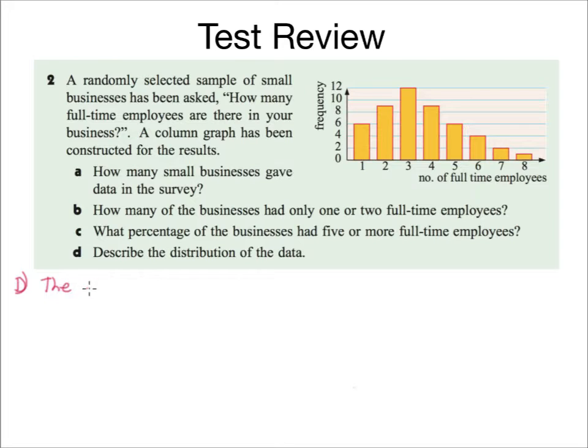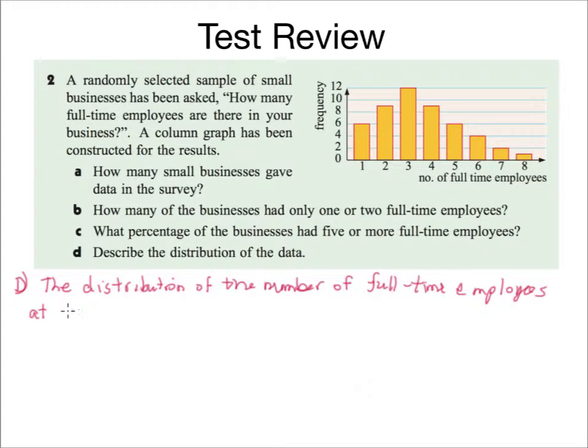D, describe the distribution. Remember, I need 3 sentences here. One sentence describing the shape of the distribution. So this distribution, the distribution of the number of full-time employees of a randomly selected sample of small businesses, is positively skewed. And remember, in the measure of center, you can use the mean, median, or mode.